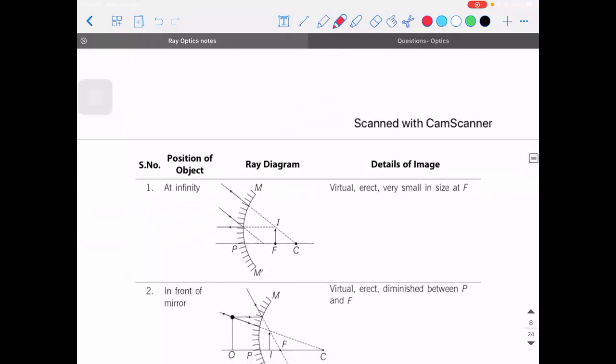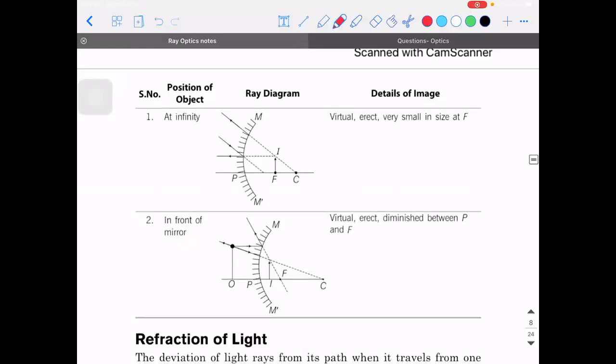Next. With respect to convex mirror, what will happen? When the object is at infinity, you have a virtual, erect, and a very small image at F. When it is in front of the mirror, what will happen? Here, you will not have anything like between F and C, because F and C are present on the right-hand side. So in front of the mirror is the only case. You will have a virtual, erect, and diminished image. This is a very important point. A convex mirror will always form a diminished image.